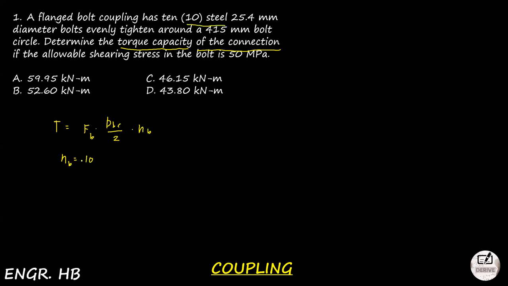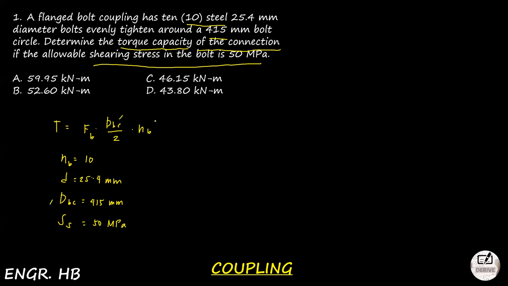Sabi, and the diameter is 25.4 mm. So that was the diameter of the bolt. Evenly tightened around a 415 bolt circle. So that was the DBC. Determine the torque capacity if the allowable shearing stress in the bolt is 50 megapascal. So kung sa mga given na ba ito, makukuha na natin yung torque. So, meron DBC. So, DBC solved. May number of bolts. Ang kulang na lang natin is yung individual load per bolt. So, how are we going to get that FB in order for us to get the answer for the torque?